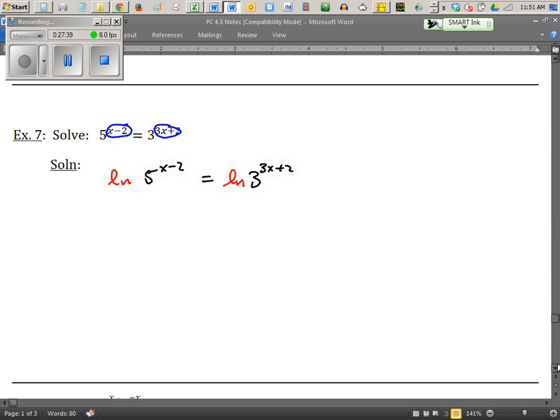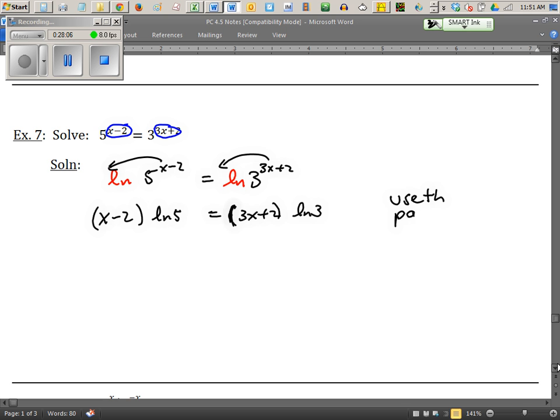And this is nice because now we can bring those powers to the front. I can bring the x minus 2 down, see? Like that. And I can bring the 3x plus 2 down. And I'm going to write a little note here that you need to use parentheses when you do that. You can't just bring it down without keeping it as a unit. So I'm going to put "useth parentheses," which is an ancient English way of saying use parentheses.